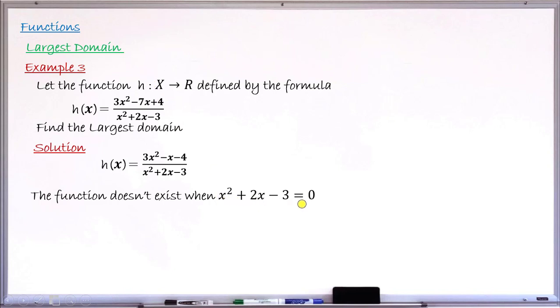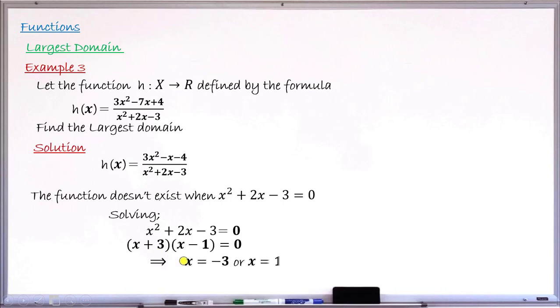So solving this quadratic equation using the factorization method, you now have that the factorization of this will now be x plus 3 into x minus 1 equals 0. If this is the case, then x will now be minus 3 or 1. That is, if x is minus 3, this quadratic expression is now 0. Or if x equals 1, this quadratic expression will now be 0. So which means these are the two values that will make this denominator 0.